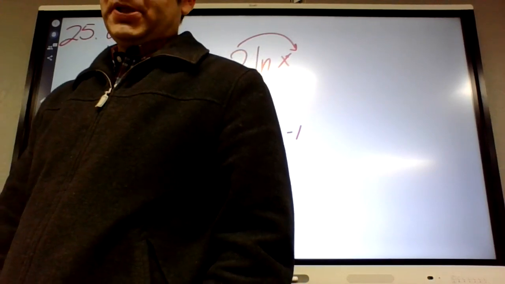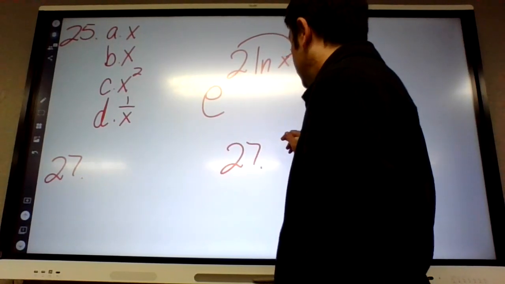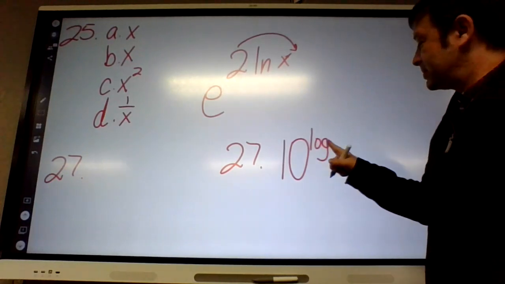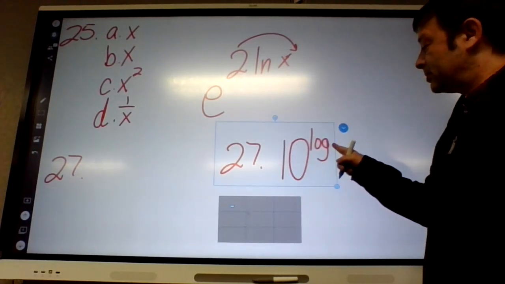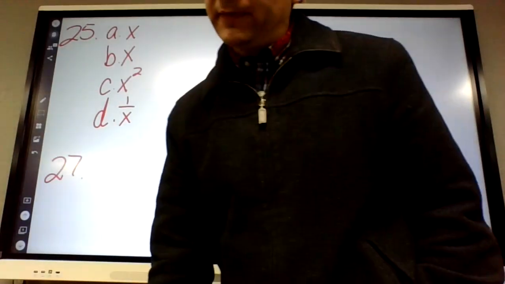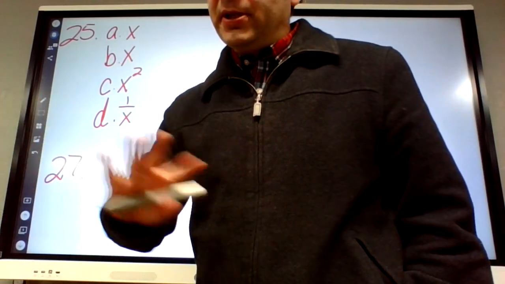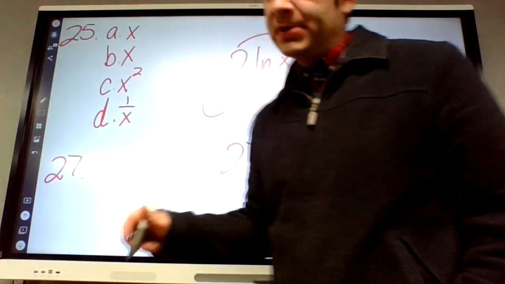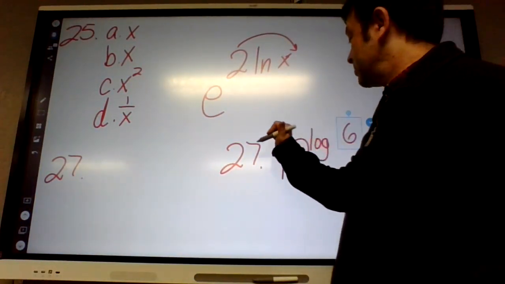Okay, 27 is really the same thing. The difference is that this time the bases are 10. The base of the common log is 10. But it's going to follow the same principle. The base and the log kind of cancel each other out in power. This is 6. So it's just going to be 6. I don't know why I wrote that.